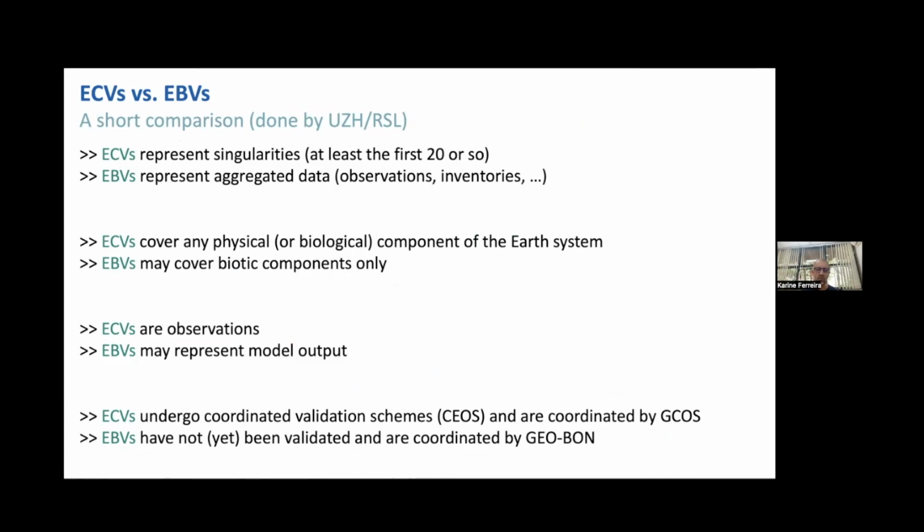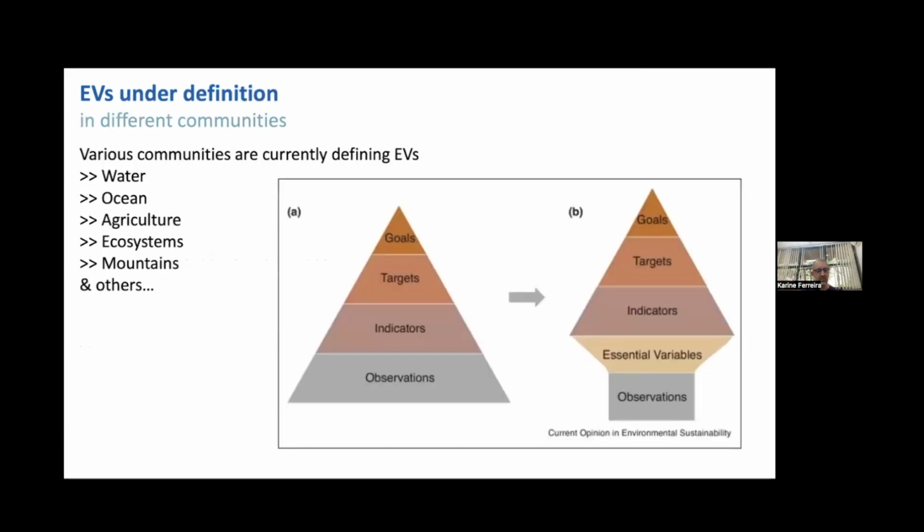The ECVs are covering more the physical component of the Earth system, whereas the EBVs are mostly concerned with the biotic component. The ECVs are really based on observations, whereas most of the EBVs represent output of models. So that's also a key point. And ECVs also have this coordination body that is reviewing the concept and validating potential new ECVs, whereas currently the EBVs do not yet have a validation process within the coordination body. So that's also a key difference.